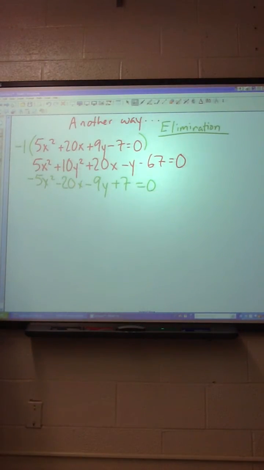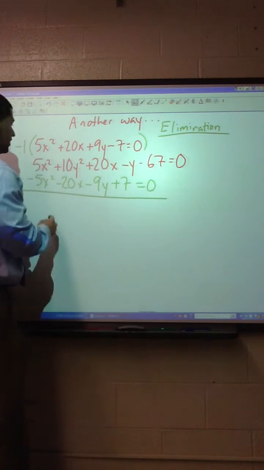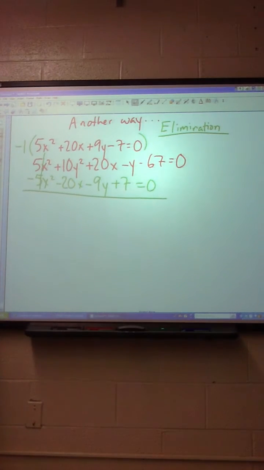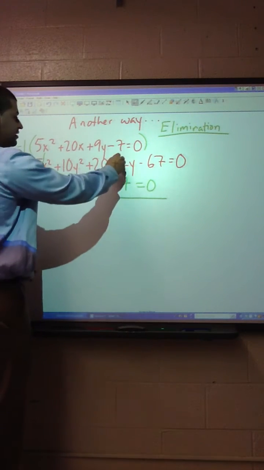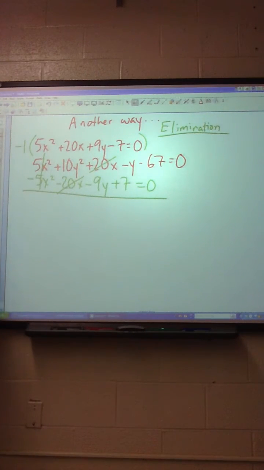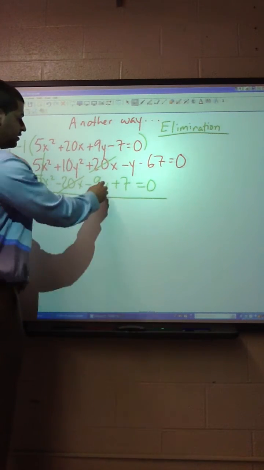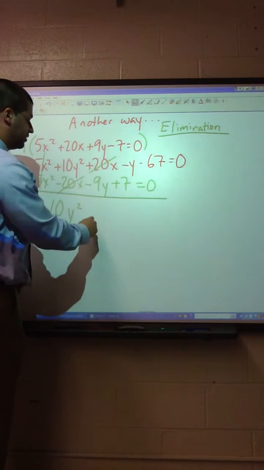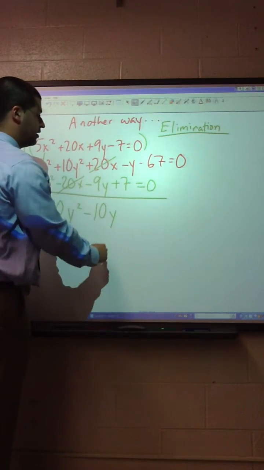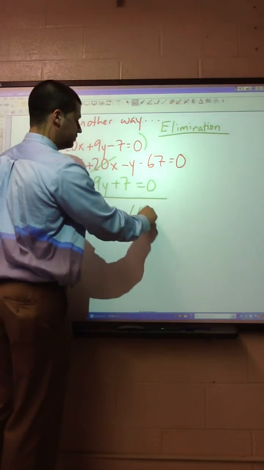Alright, so let's try and do this now. We can eliminate the 5x squared and the negative 5x squared. Inverse operations go to 0. Negative 20x and positive 20x can eliminate there. So let's say we have 10y squared. Combine the terms as we go down, minus 10y, and minus 60 equals 0.